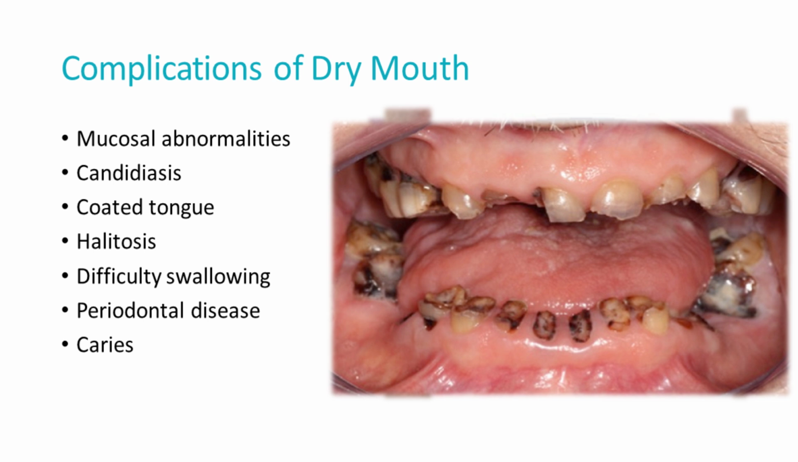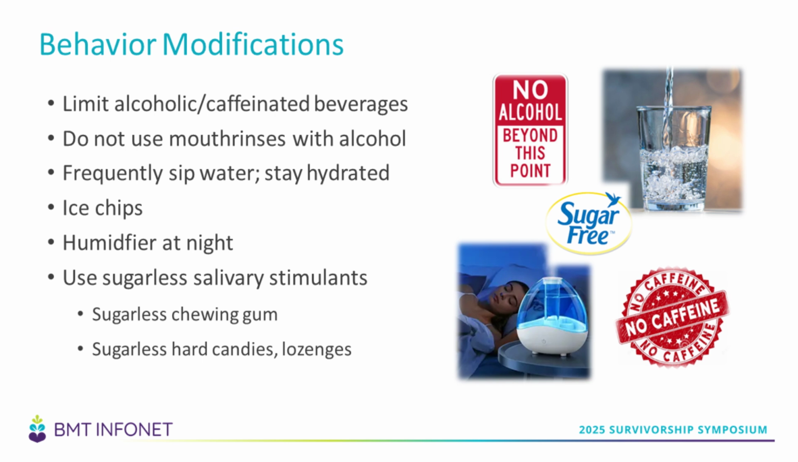Periodontal disease or gum disease, you don't have that saliva to help wash and keep the teeth clean and keep the gums healthy. And then again, caries, which is the big word for cavities. And so you can see in this patient who had a severely dry mouth that their teeth just slowly over time decay to the surface of the gums.